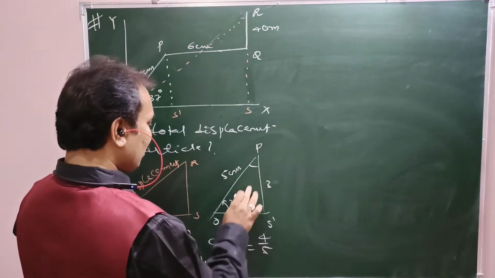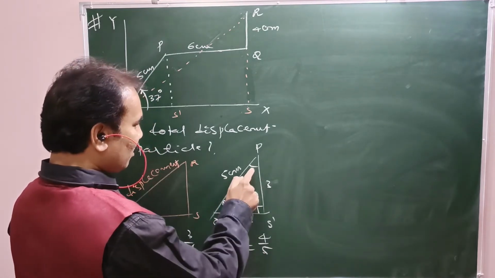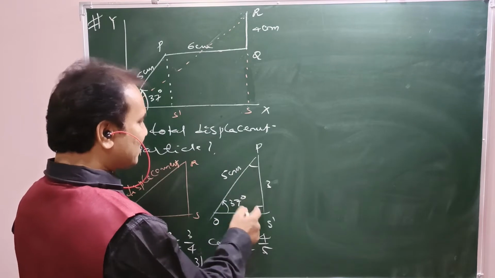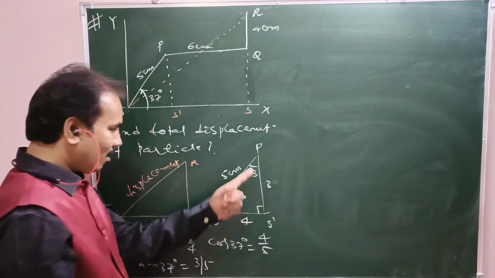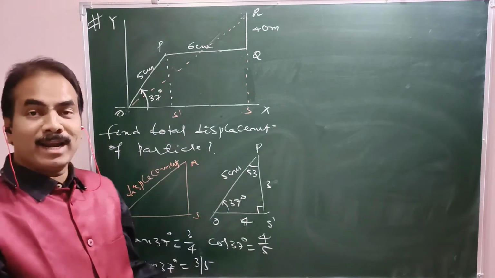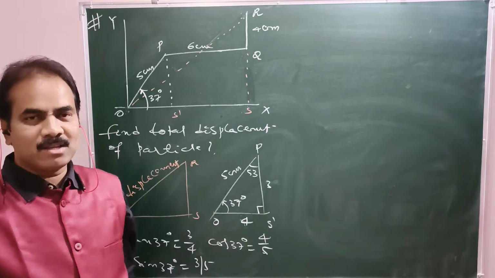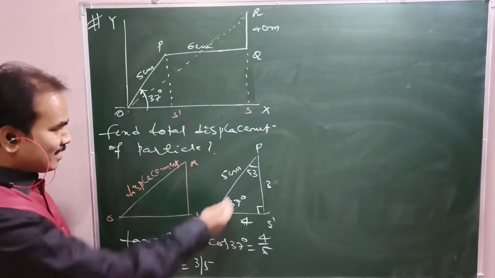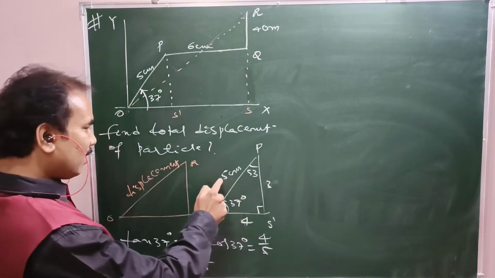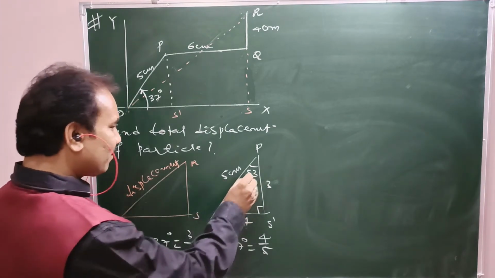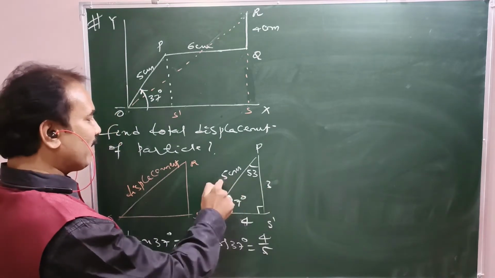What about the rest of the angle? Here it is 180 minus 90 plus 37, that is 53 degrees. All together forming 180 degrees, that is 37 plus 53 plus 90, which is 180. In this triangle, what about cos 37? Adjacent side by hypotenuse. Cos 53 means adjacent side by hypotenuse, that is 3 by 5.